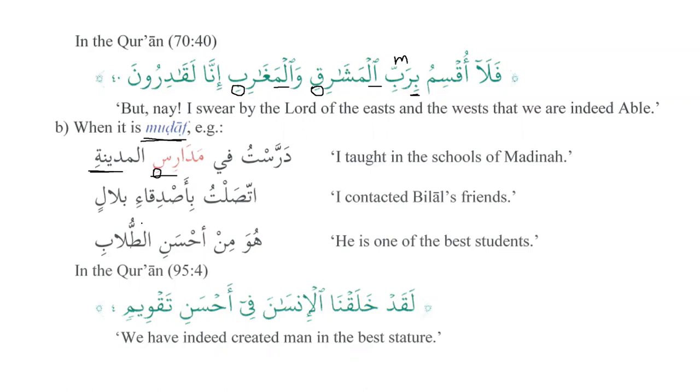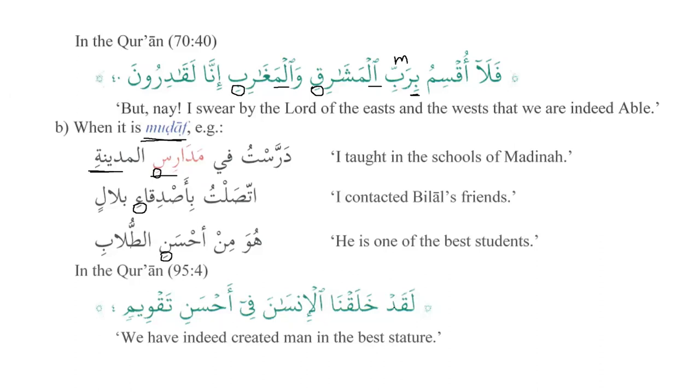Ittasaltu bi asdiqai Bilalin. I contacted Bilal's friends. Again, asdiqai is mudaf and Bilalin is mudaf ilayh. That's why it has accepted kasra. And huwa min ahsani at-tullabi. He is one of the best students. Ahsanu is on the pattern of af'alu, but here it has accepted kasra because it is used as mudaf.